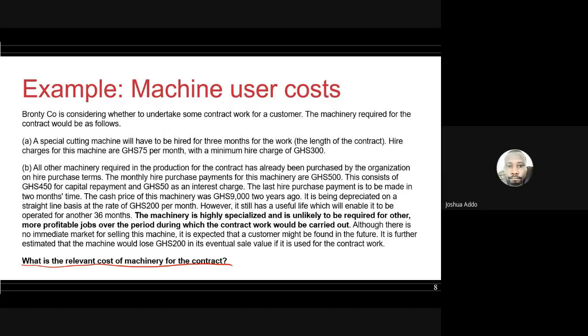The question is, what are the relevant costs of machinery for the contract? You can pick an item of cost that you think is a relevant cost or not a relevant cost. Just tell us the item of cost. Explain to us how it is a relevant cost or how it is not a relevant cost. Let's pick them one after the other, and then we'll put all of them together and have a summary costing for the job in terms of machinery cost. Who wants to talk first?